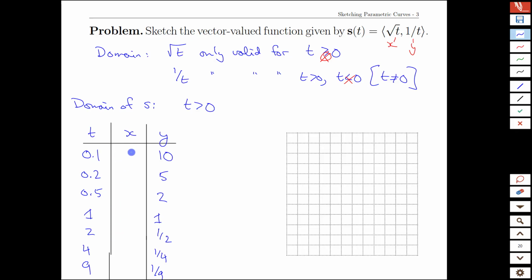All right, square roots. Again, start with the easy ones you can do by inspection. Square root of t, square root of 1 is 1. Square root of 2 is square root of 2, but for graphing purposes, that's around 1.4. Square root of 4 is 2. Square root of 9 is 3.